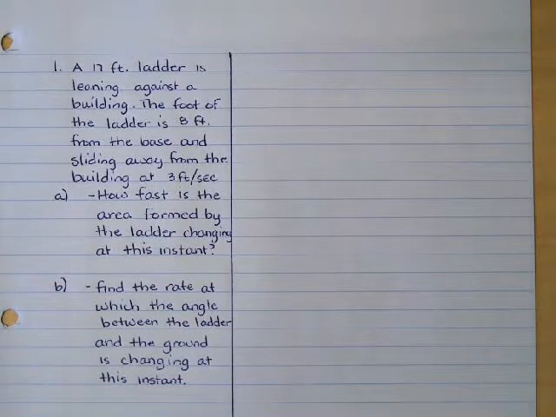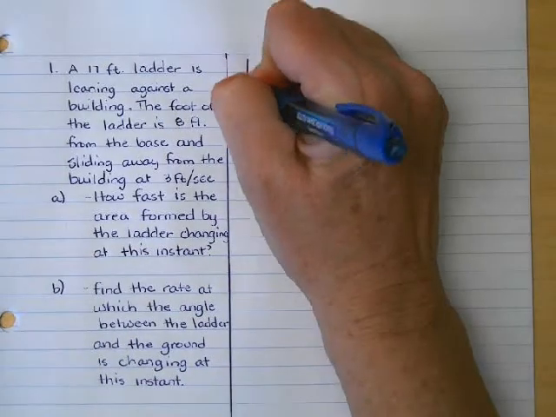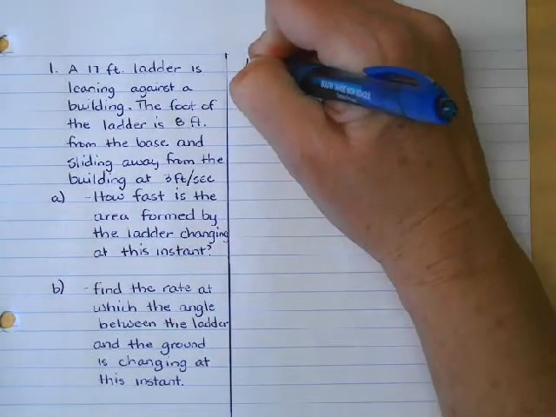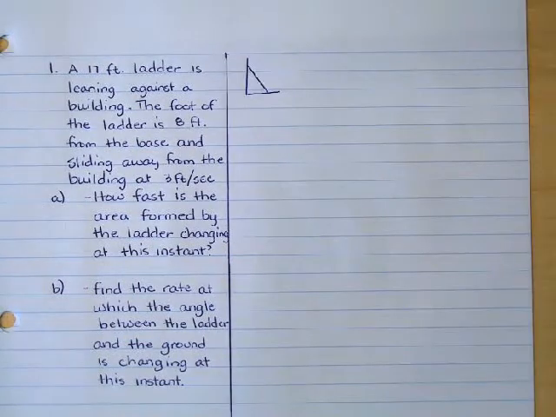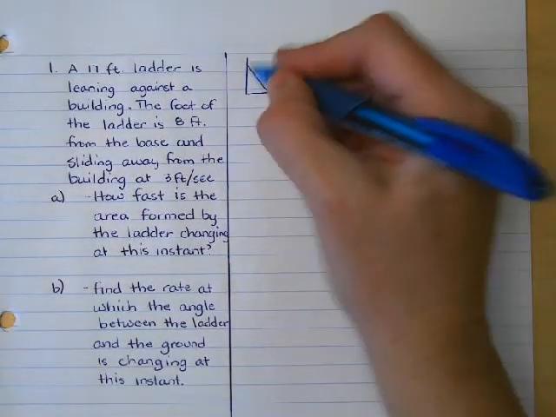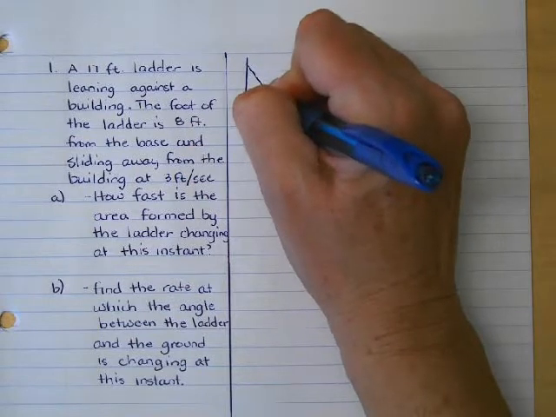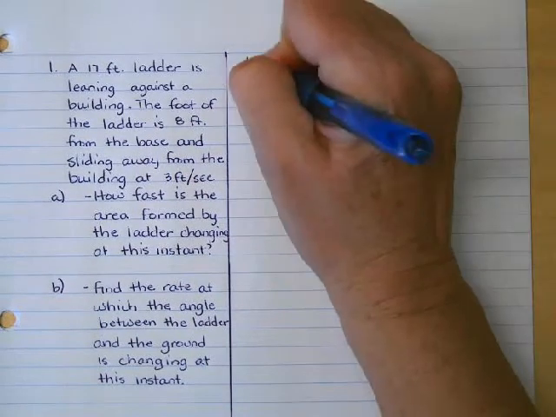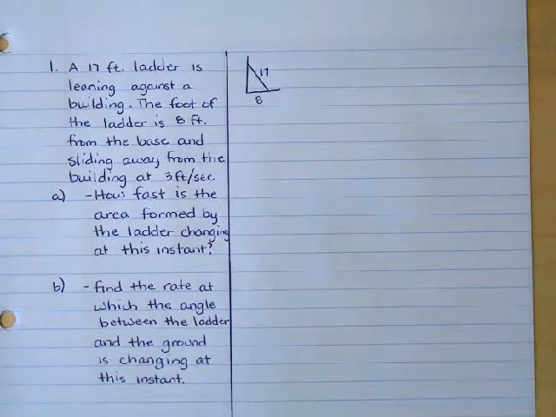Okay, so we've got a ladder problem. We've got a ladder leaning against a building. Okay, so I'm just going to draw a little picture. We've started seeing this picture before. The foot of the ladder is 8 feet from the base, and we know that this is 17. Excuse me, right there, because we know that the ladder is a constant rate.